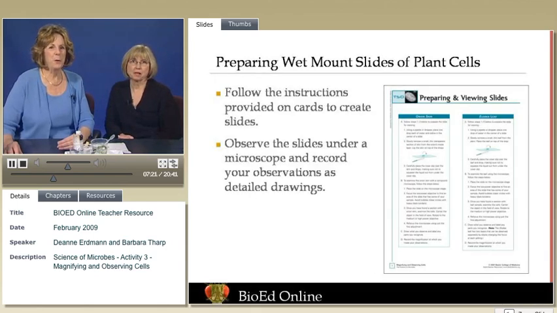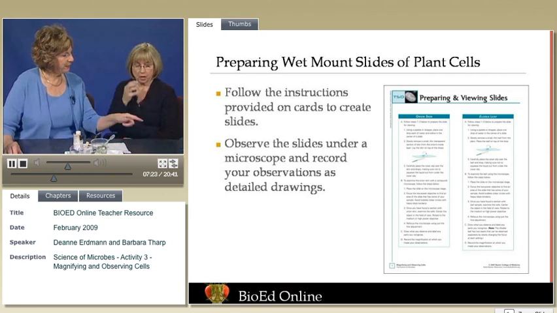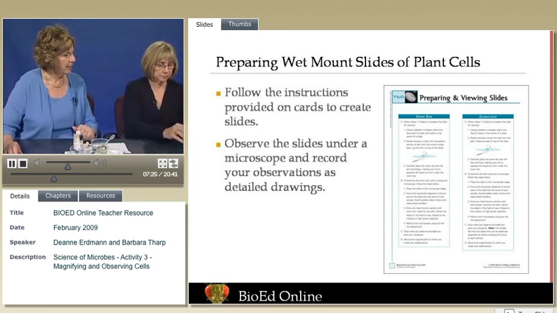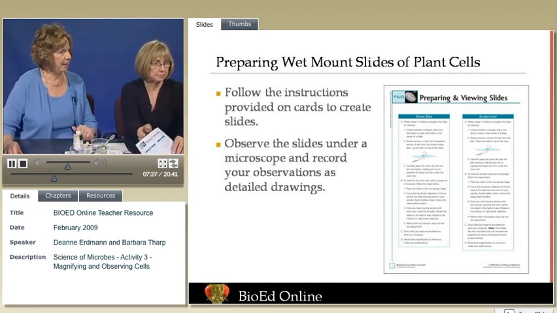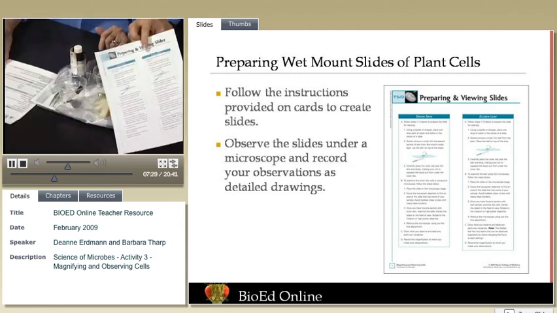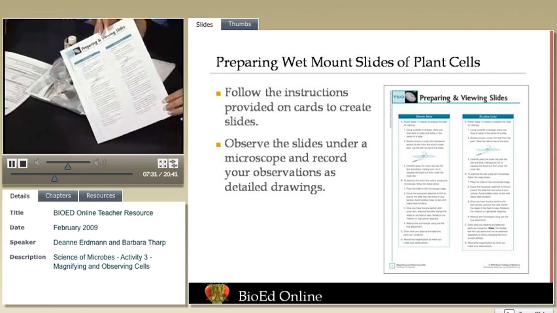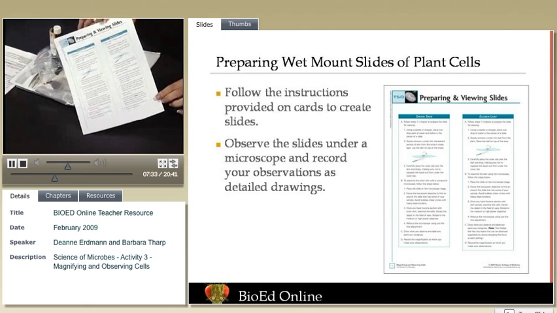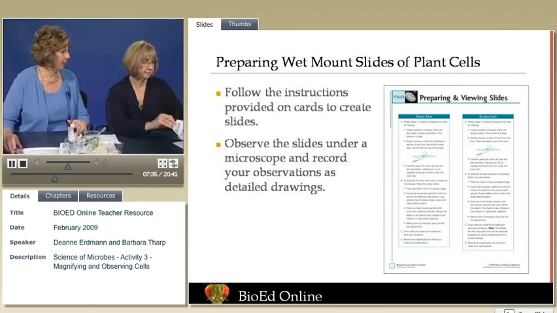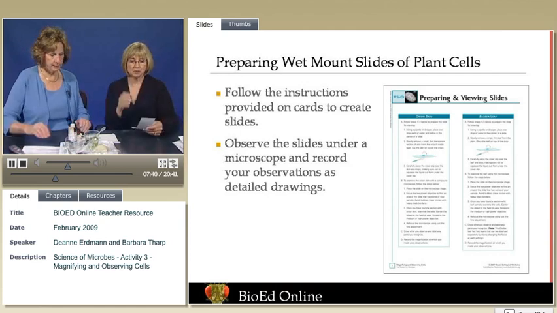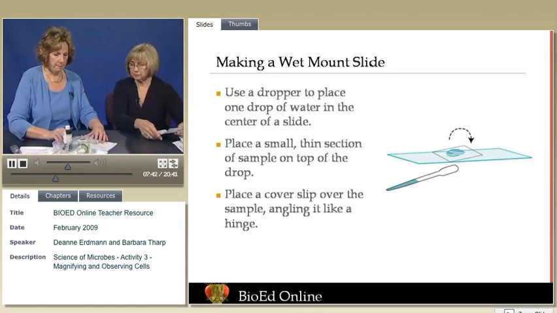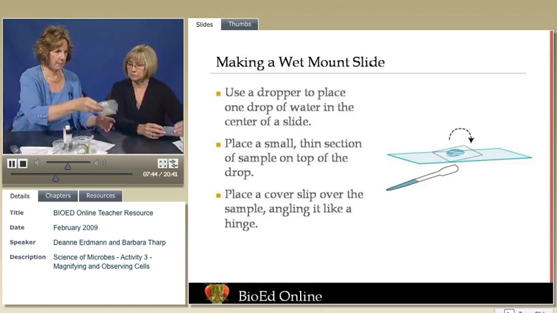All right. So one of the things that we have is some student preparation cards so that the students can follow instructions for making their own slides. So the first slide that we're going to do, we're going to make a wet mount. And we learned how to do that in the past activity, but just in case, we kind of reviewed the steps. And so maybe you want to talk me through the first one.